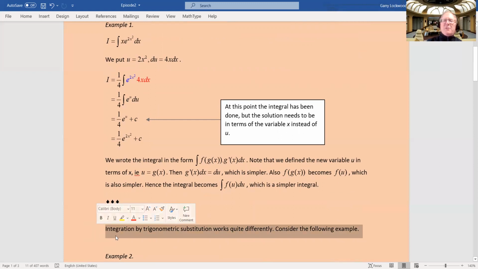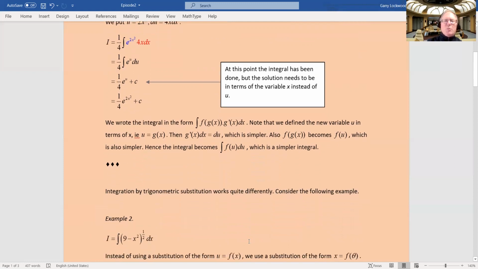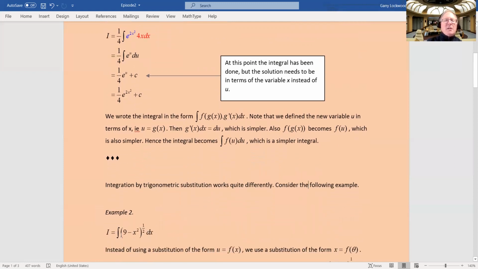But integration by trigonometric substitution works quite differently. Have a look at this example. So we've got I equals the integral of (9 minus x squared) to the power of a half, and of course that's the square root. And I could have written it as the square root. I chose to write it as a power of a half. It's the same thing.